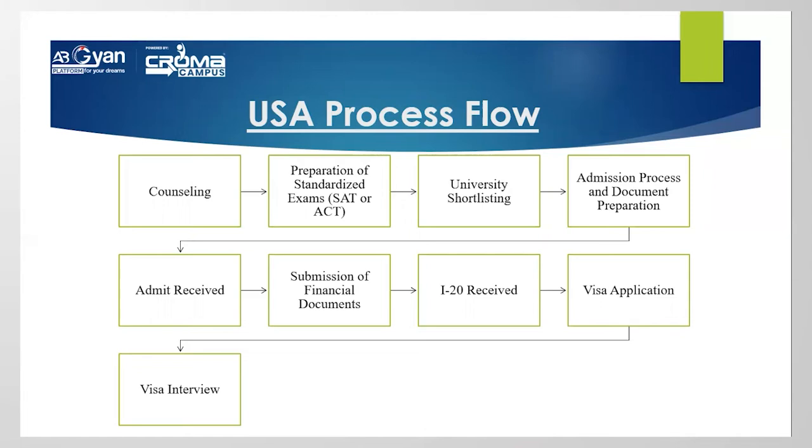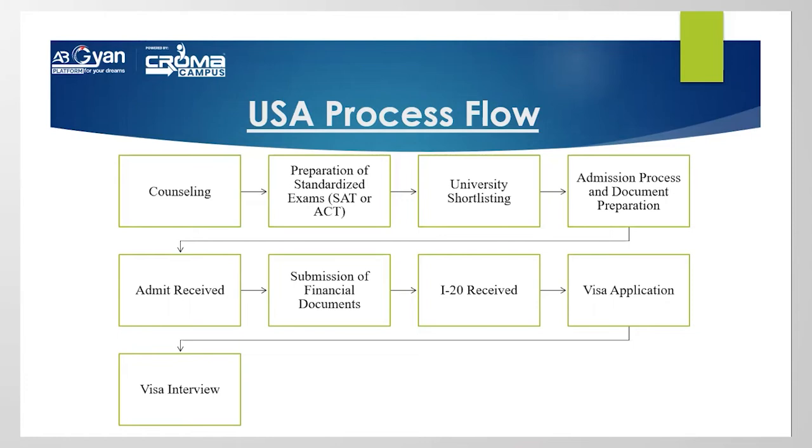Next is the preparation of standardized exams. What kind of exams you need to take, whether the university requires any exam or not. We are going to talk about this in this step. And next is the university shortlisting. In this step, after taking all the exams and all, we see what kind of universities we will be eligible for, and then we'll proceed with the application process.